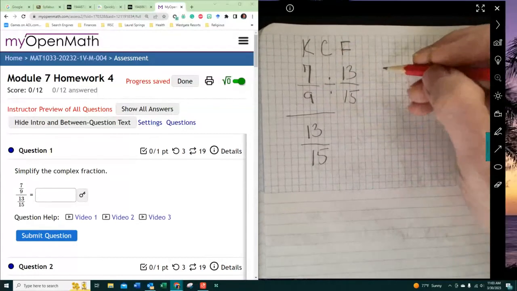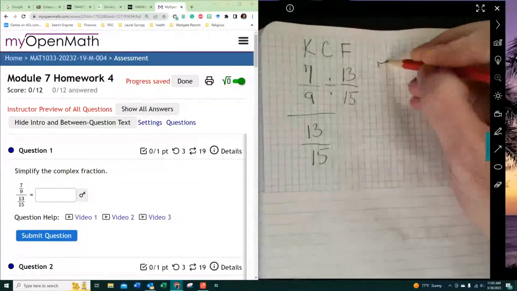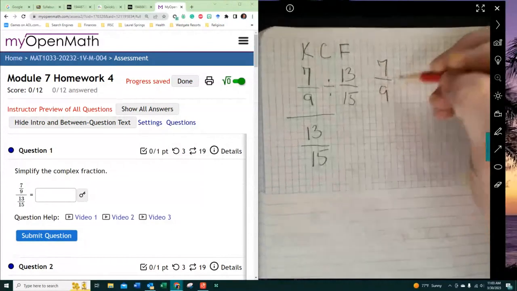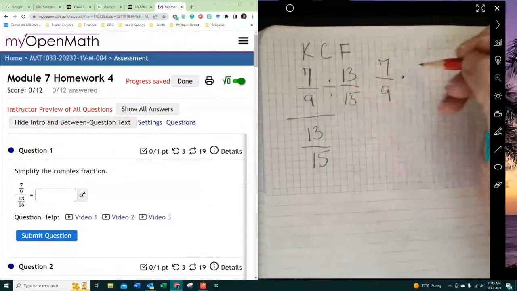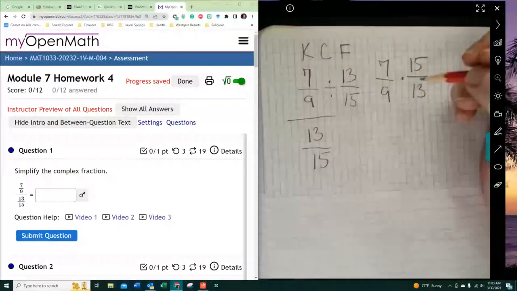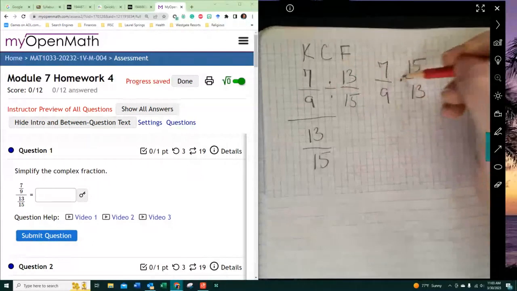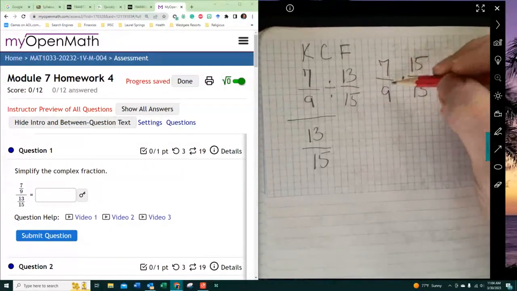All right, so I always joke around with kids. They all like, "What are you talking about?" Yeah, I know. It's a little dorky, but now when we look at this, we can go ahead and treat it like this, and we keep, change, flip.